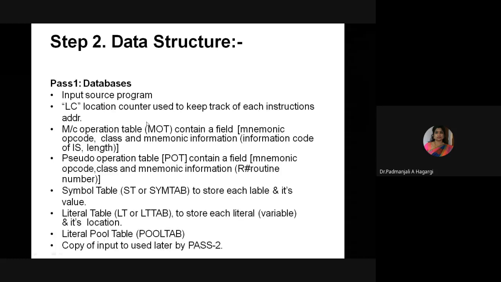So in pass 1, what databases will it have? It will have the symbol table, operation table, pseudo table, and the literal table, and the pool of the literal table. In a very broad way, in pass one we should have the symbol table, the instruction table, meaning the machine operation table, then the pseudo table, then the literal table and pool of the literal table, and also a copy of the input which can be used later by pass two.